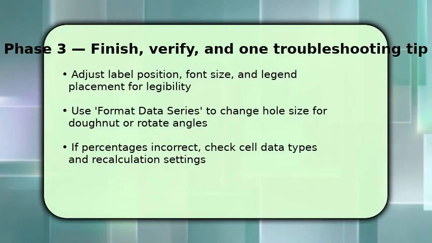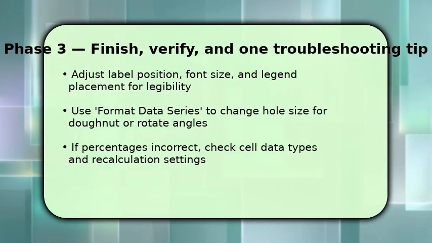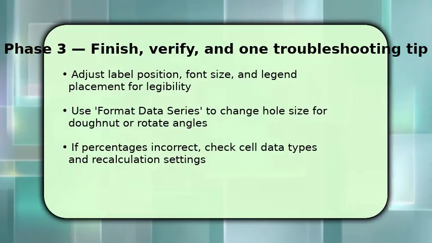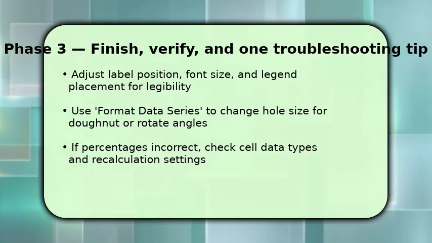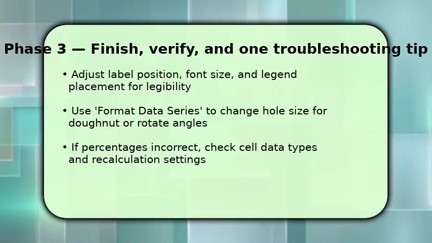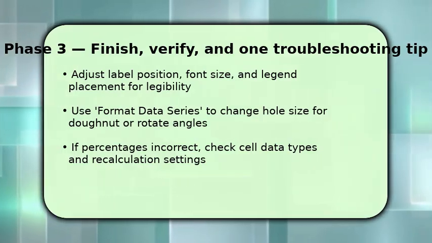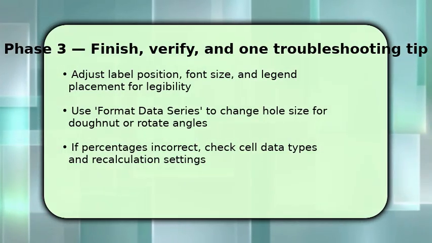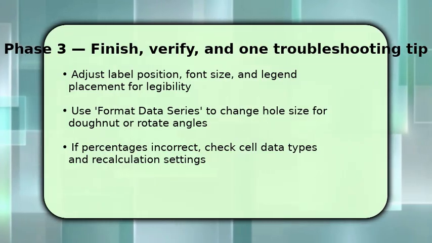You finish by polishing. Adjust label position and font size, and move the legend so the chart remains uncluttered. Readable labels are essential. For stylistic control, open Format Data Series to rotate the start angle or convert to a donut by changing whole size.